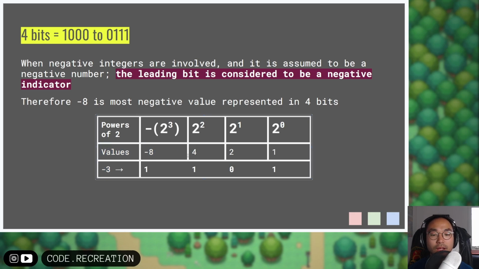So negative 8, if I turn on the 4, gives me negative 4. I can't turn the 2 on, because if I add the 4 and the 2, we get negative 2 back. So we're going to leave that off. And if we turn on the 2 to the exponent 0 bit, we're going to be adding 1. Therefore, negative 8 plus 4 plus 1 is negative 8 plus 5, and we end up getting negative 3 returned.